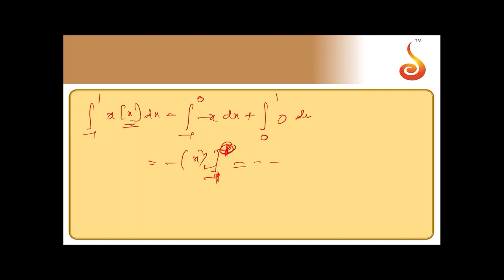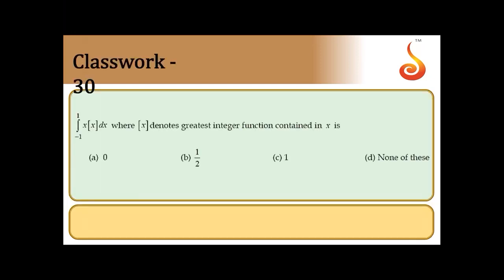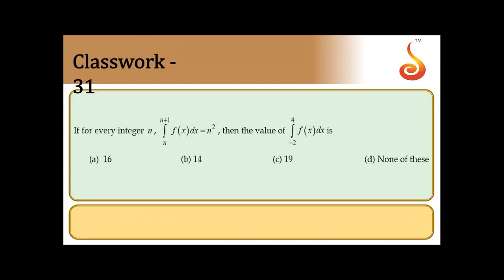Minus 1 to 0, upper limit. So minus half, 0 minus 1 by 2. So the answer is equal to half. Yes, of course, answer is half. Next, 31.